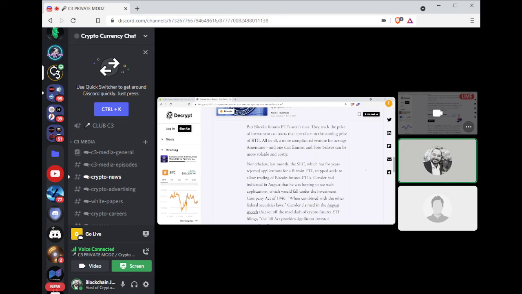But Bitcoin futures ETFs aren't that. They track the price of investment contracts that speculate on the coming price of BTC. All in all, a more complicated venture for average Americans, and one that Emmer and Soto believe can be more volatile and costly. Nonetheless, last month the SEC, which has for years rejected applications for a Bitcoin ETF, stepped aside to allow trading for a Bitcoin futures ETF.